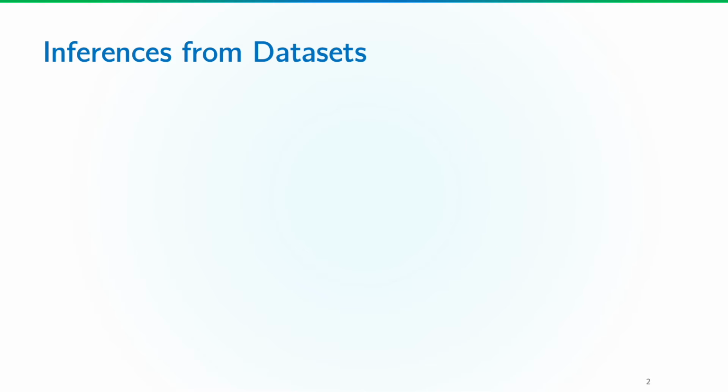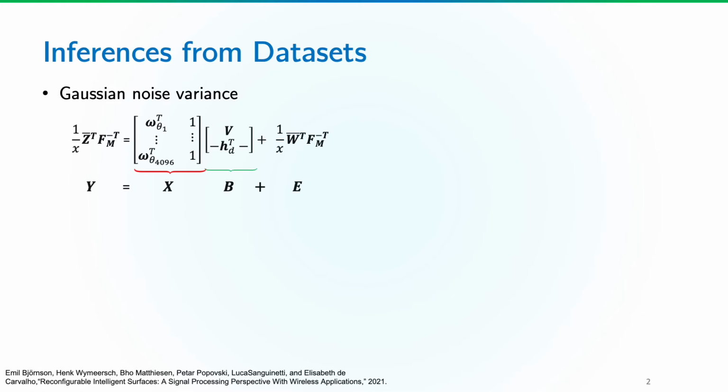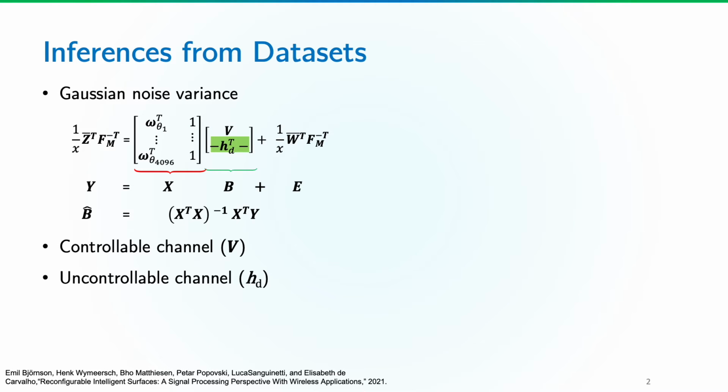Solving the first challenge involves inferring from data. Dataset 1 had abundant data for one user. Analyzing this dataset led to the noise variance and other channel properties. Modeling the channel as an FIR filter gives a linear relationship y = Xb + e, where b is our estimation target. The maximum likelihood estimate for the channel is therefore the least squares estimate. It includes the controllable channel B and the uncontrollable channel HD.